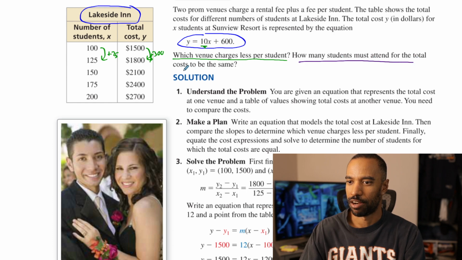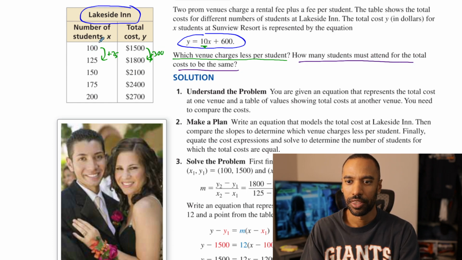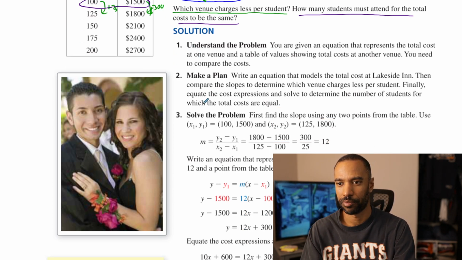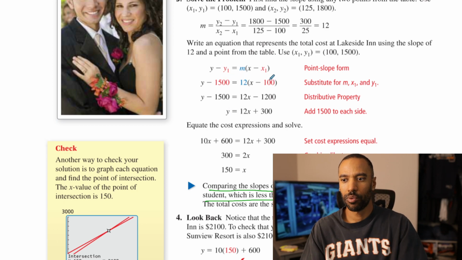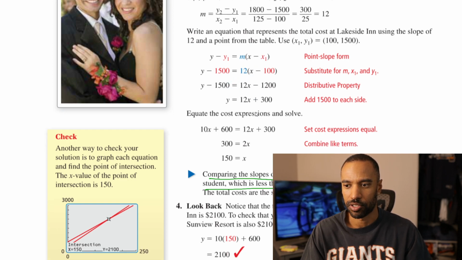How many students must attend for the total cost to be the same? So here we found the slope again of 12. They're going to choose this point right here of 100 students and 1,500 cost. So x and y, substitute those for x1 and y1. And they're going to rewrite this in slope-intercept form. They're going to distribute the 12 and add the 1,500 over.